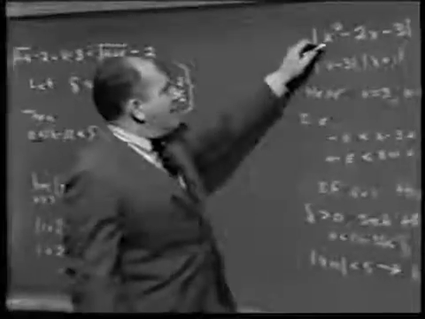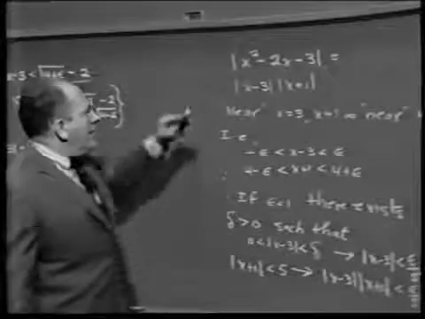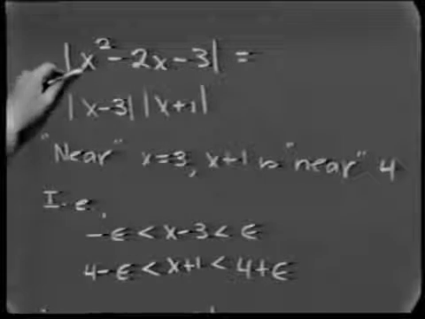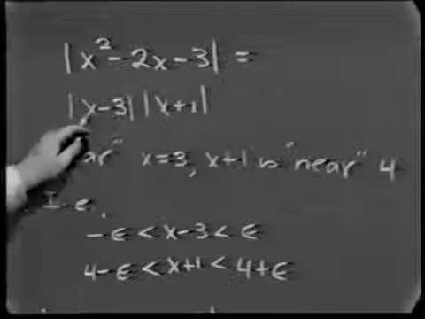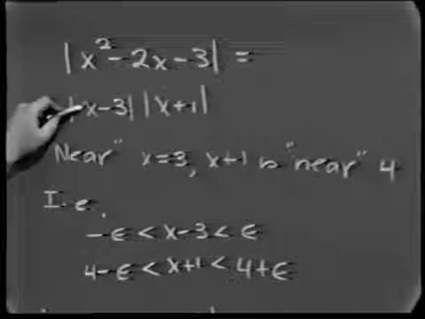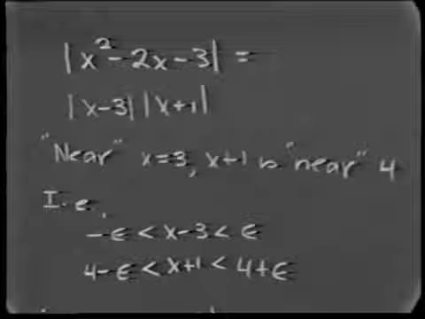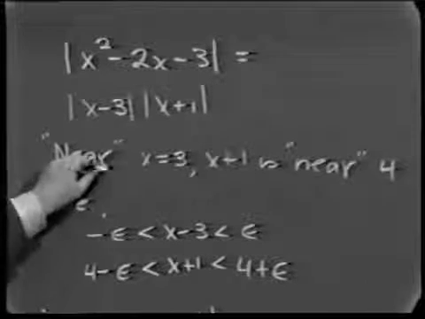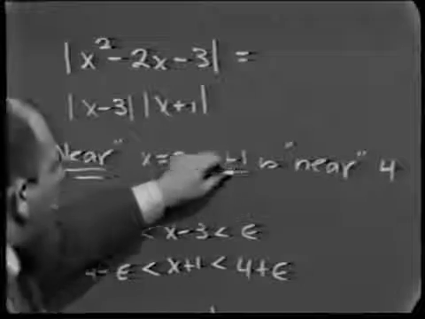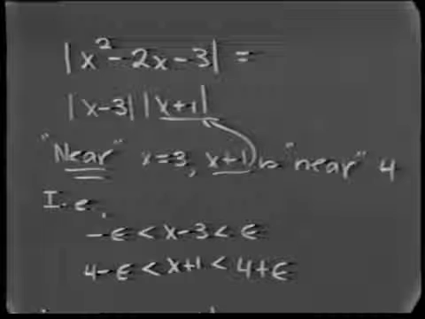See, another way of tackling how to make x squared minus 2x minus 3 smaller than epsilon is to use our properties of absolute values and to factor this. In other words, we know that x squared minus 2x minus 3 is (x minus 3) times (x plus 1). We know that the absolute value of a product is the product of the absolute values, so these two things here are synonyms. Then we know that near x equals 3, which we're interested in here, x plus 1 is near 4. Well, what we mean more rigorously is this.